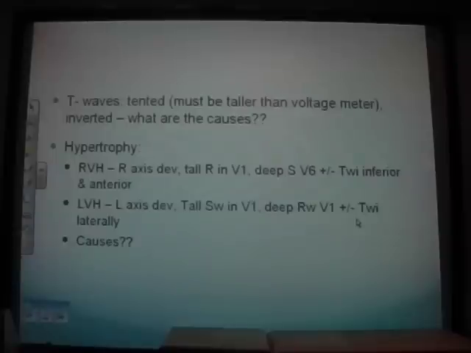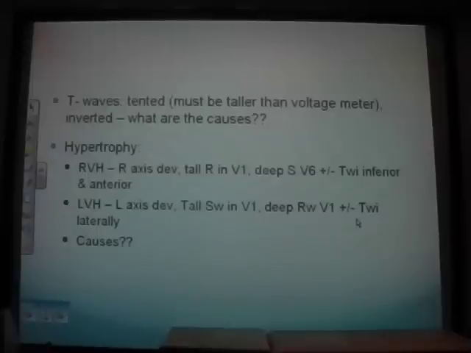And finally, I've just added something here about hypertrophy: the difference between right ventricular hypertrophy, left ventricular hypertrophy, and what you're expected to find. In LVH, you get a tall S wave in V1, so it's really, really deep.